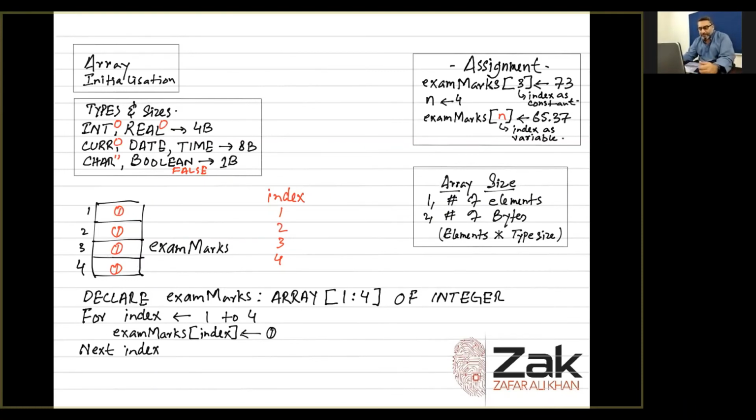And number two, what is the size of this whole array in bytes? As we have discussed, there are different sizes for different data types. So for the integer, the size is 4. Since this array is made up of integers, every single element is 1 integer, and every single integer is of 4 bytes. So this will be the number of elements multiplied by the type size.